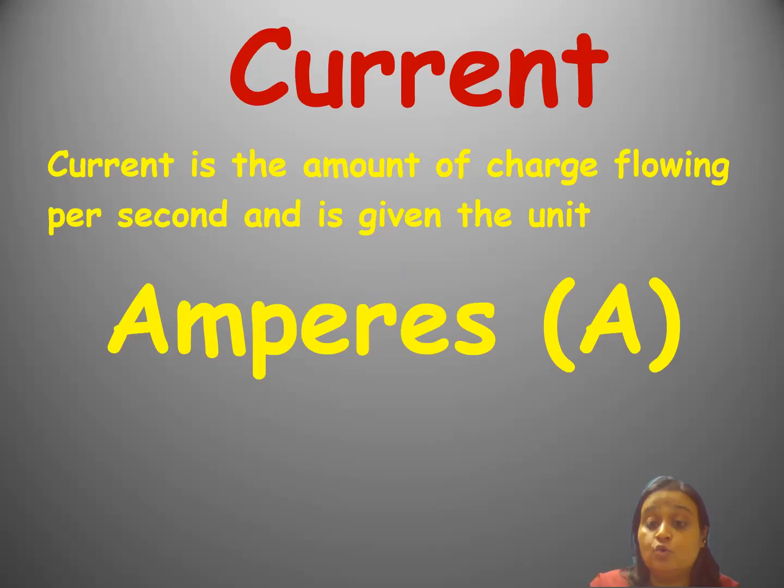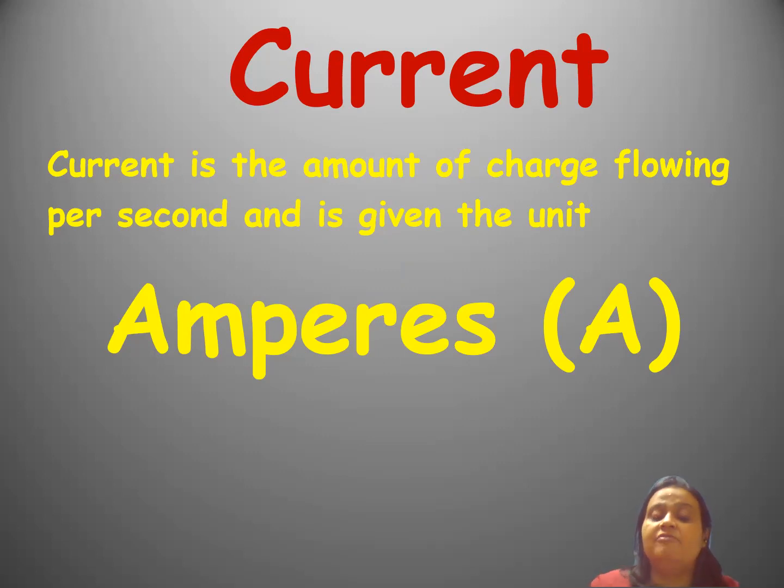And in which unit do you measure the current? What is the SI unit? That is the ampere. Ampere is the unit of current, and you may represent amperes as capital A. So you can write 10 A, which means 10 amperes is the current.